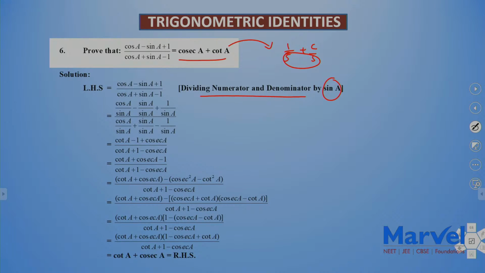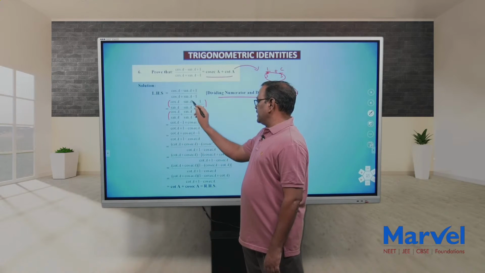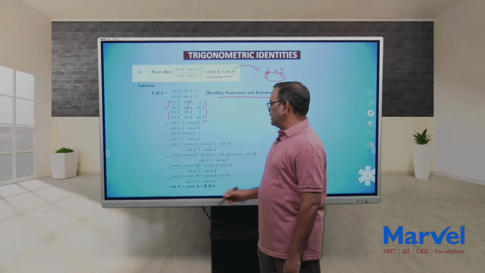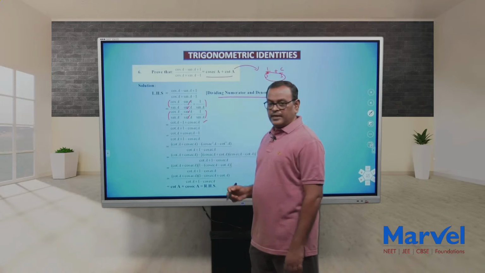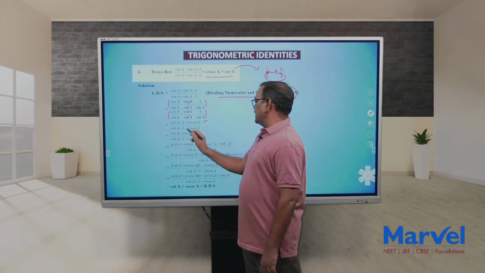This becomes cos A by sin A minus sin A by sin A plus 1 by sin A. This is the numerator. And the denominator is cos A by sin A plus sin A by sin A minus 1 by sin A. The numerator becomes cos by sin is cot A, sin A gets cancelled, 1 by sin A is cosecant A, and the denominator is cot A, sin A gets cancelled, plus 1 minus 1 by sin A. Rewriting, the numerator is cot A plus cosecant A minus 1.